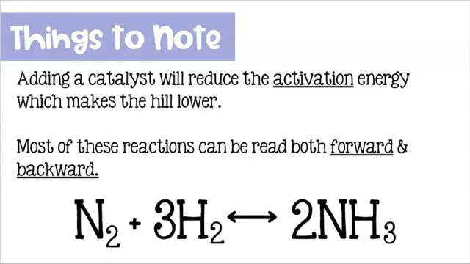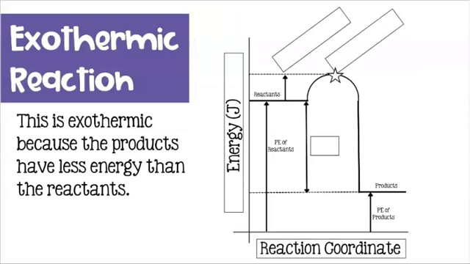So, we've been writing chemical reactions as forward reactions. However, most of these reactions can actually be read both forwards and backwards. Hence, we have this little double arrow. Let's look at an example of a potential energy diagram for a reaction pathway.